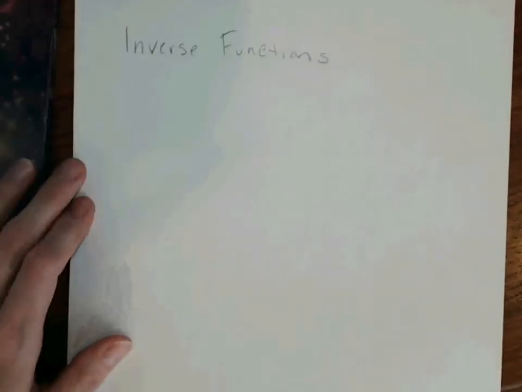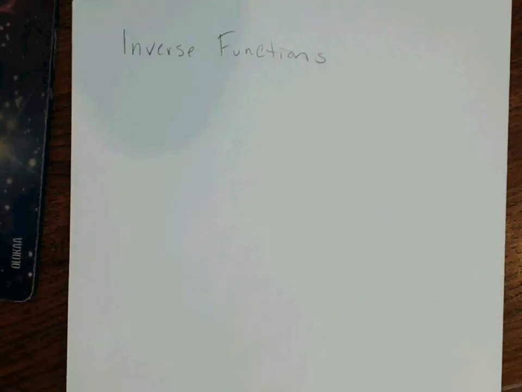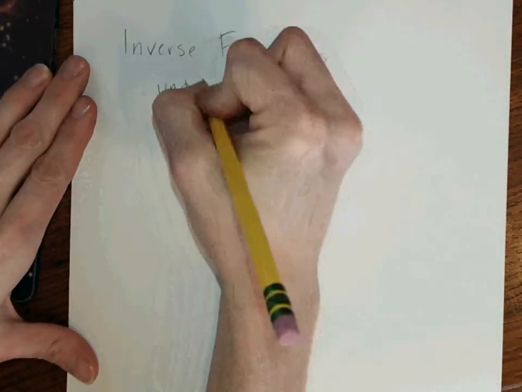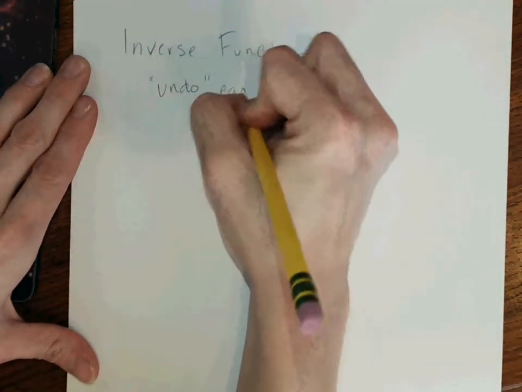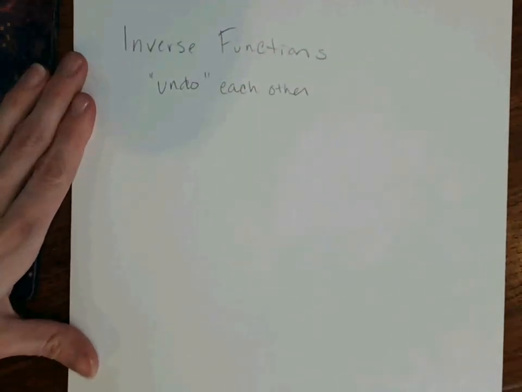Are we ready for some inverse functions? So inverse functions are the second part of section 10.1. So far we've looked at composite functions, and then we looked at one-to-one functions. Now, inverse functions are pretty nice because they undo each other. The idea is that if you have inverse functions, one of them will undo the other. And we'll look more in a few minutes as to what that really means.